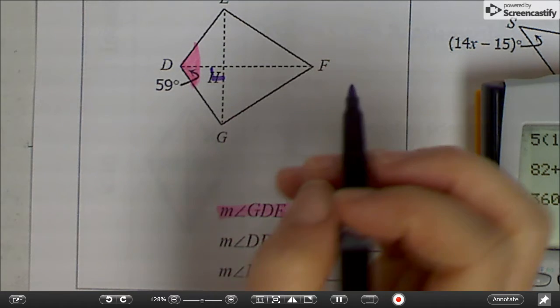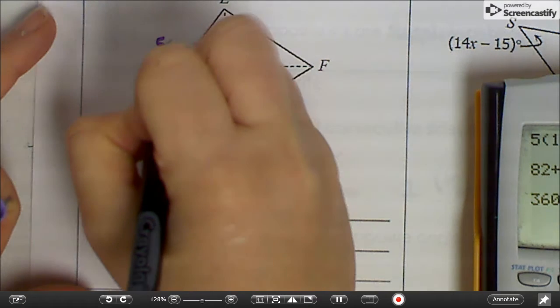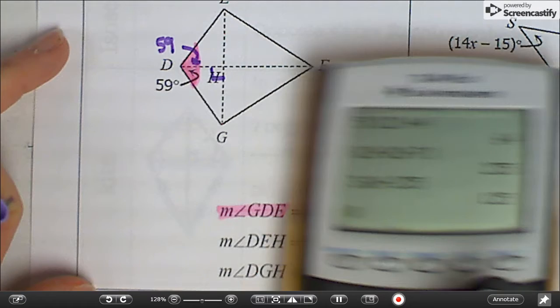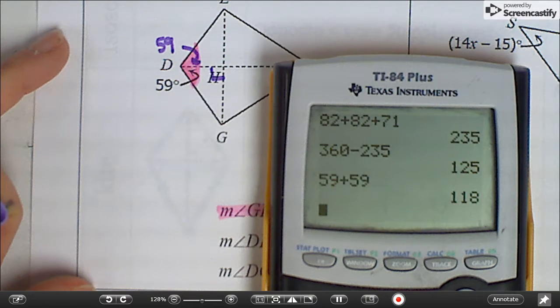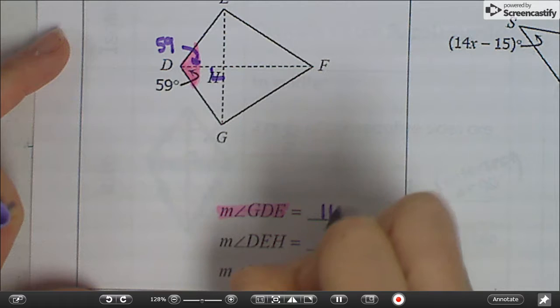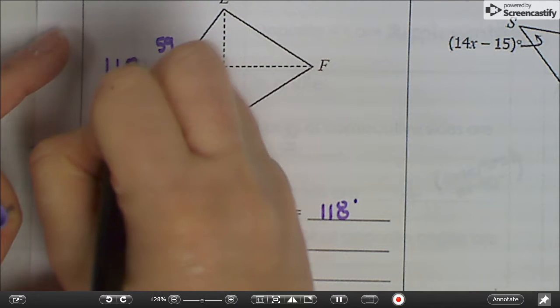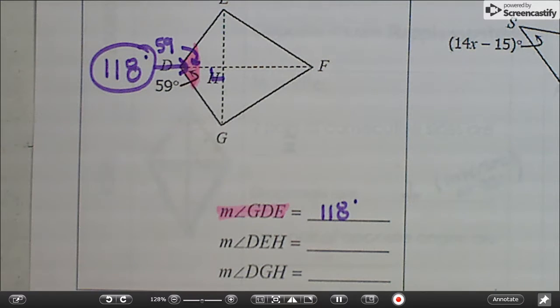hopefully you said in your brain that it cuts it in half. So if that's 59, this is also 59. So that whole pink angle would be 59 plus 59, or 59 times 2, which is 118 degrees. I'm just going to write it out here. It's a terrible place to write it, but that's the measure of the pink angle.